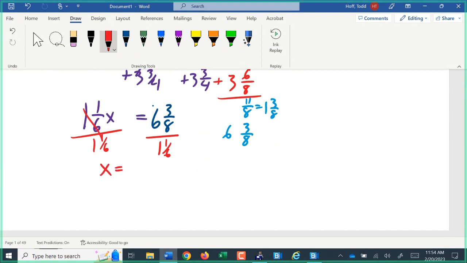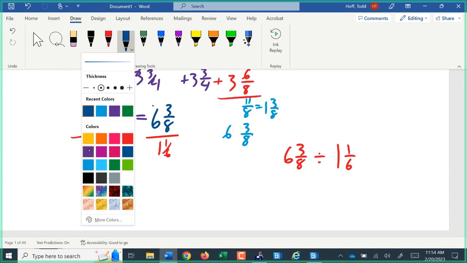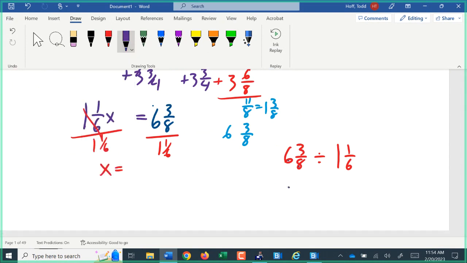X equals 6 3/8 divided by 1 1/6. So first, we're going to change those into improper fractions. 6 times 8 is 48, plus 3 is 51/8. Divided by 1 times 6 is 6, plus 1 is 7/6.